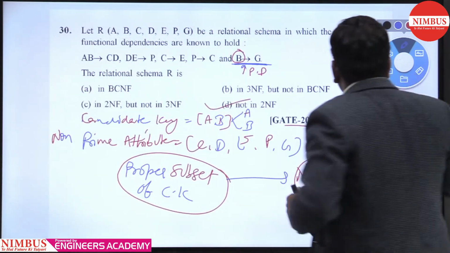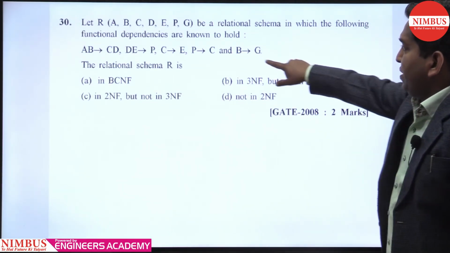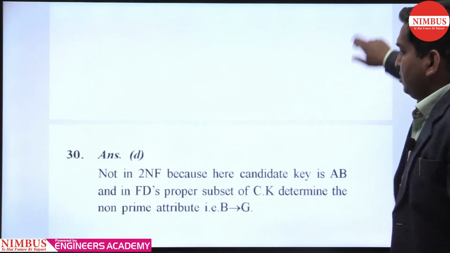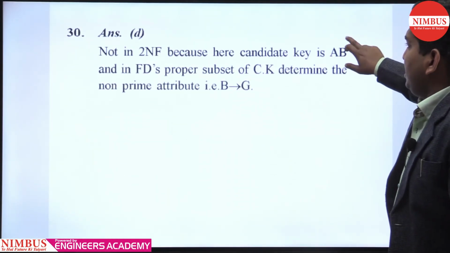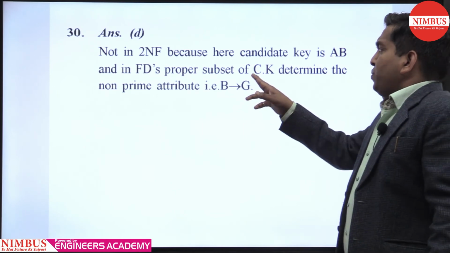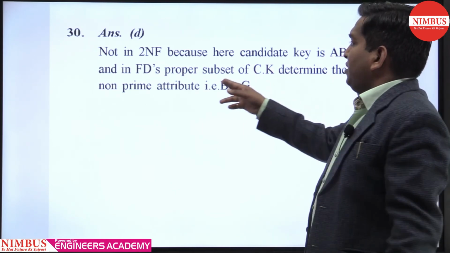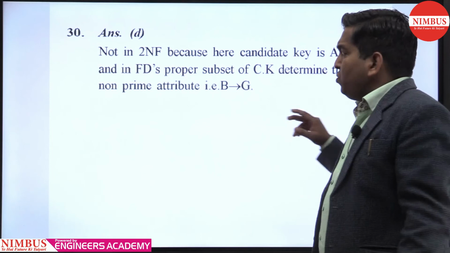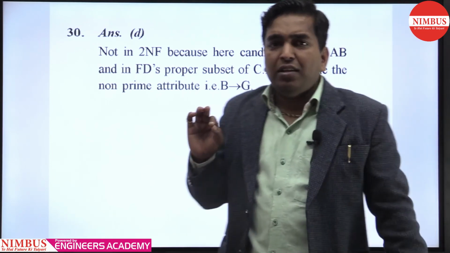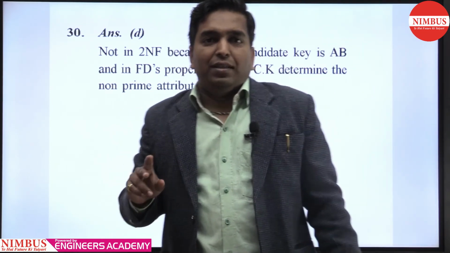Getting my point? Because this makes a partial dependency. Not in 2NF because the candidate key is AB in the FDs and a proper subset of the candidate key determines a non-prime attribute, that is B → G. So this is not in 2NF. Getting my point? Okay. Thank you.